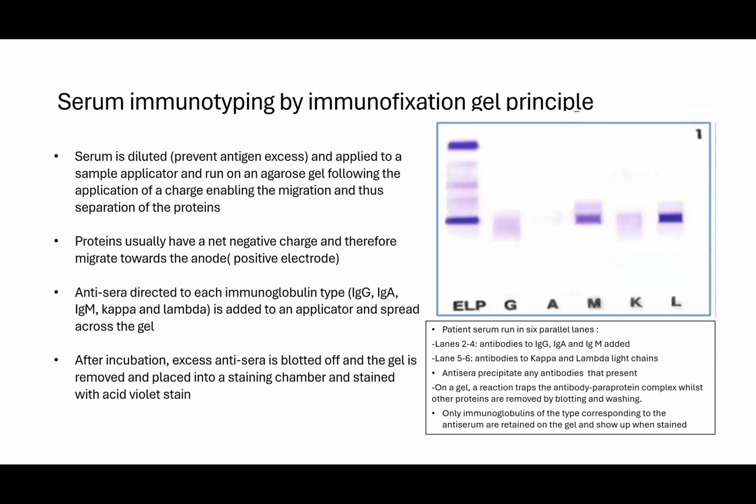And sometimes you want to do immunotyping by immunofixation gel principle. And I will tell you when this is indicated in the next slide. But immunofixation is basically running a gel electrophoresis. So you run the patient's serum in 6 parallel lines, okay?